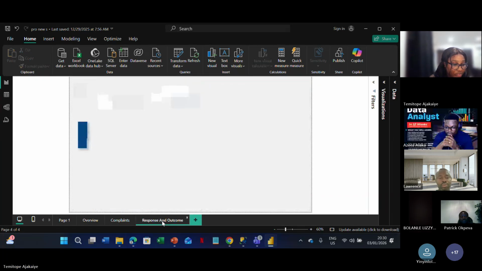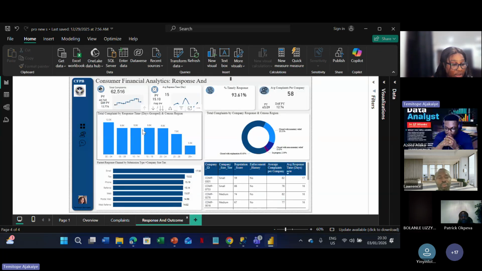And this is how the company responded. At the top, the average timely response is about 93.61%, which is actually a good rate. And we also see that the average complaints per company is 58, and there's a notable increase from the previous year of about 12.74%.